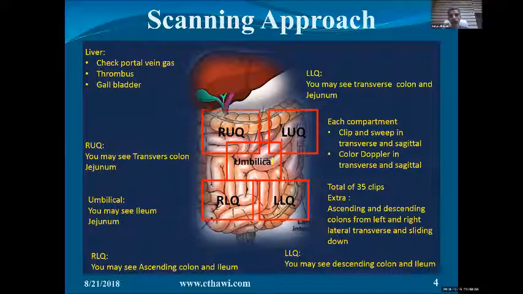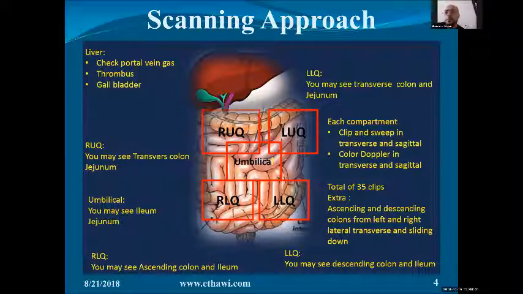In the right upper quadrant, you will see the transverse colon and some of the jejunum. In the left upper quadrant, you will see some of the transverse and some of the descending colon. You'll see some of the small bowel, and you can see color Doppler. In the left lower quadrant, sometimes you can see the ascending colon, but mostly you see the descending, and you can also see some part of the ileum. On the right, you'll see mainly the ileum and the jejunum.